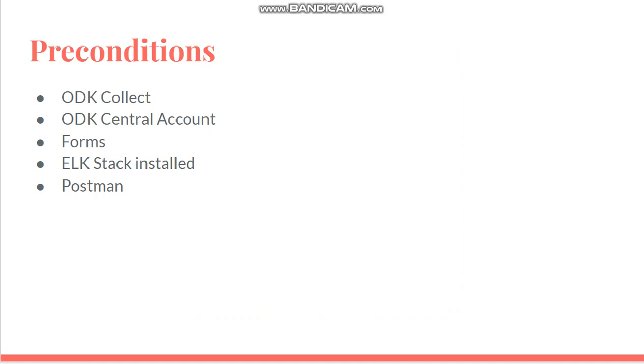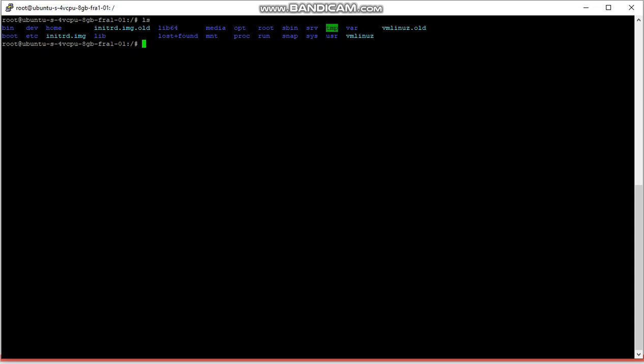Now, for this, we need a lot of components. We need ODK Collect, ODK Central, we need forms, and we need to already transform the forms from Excel to XML. Then we need the ELK stack installed, and we need Postman, and of course we need the API website for the ODK Central. So let's get started.